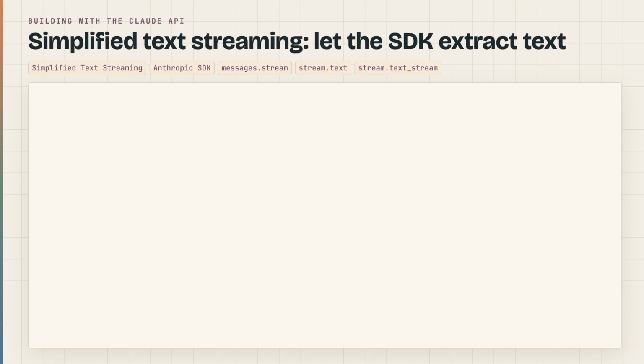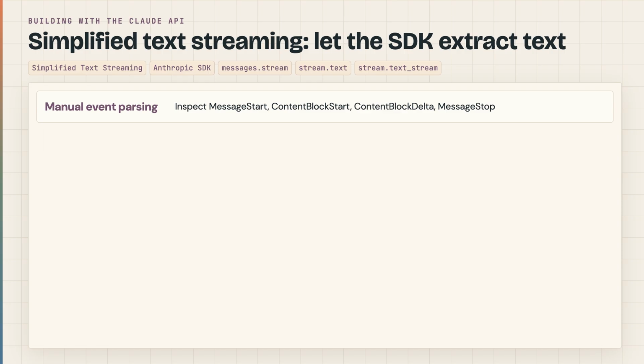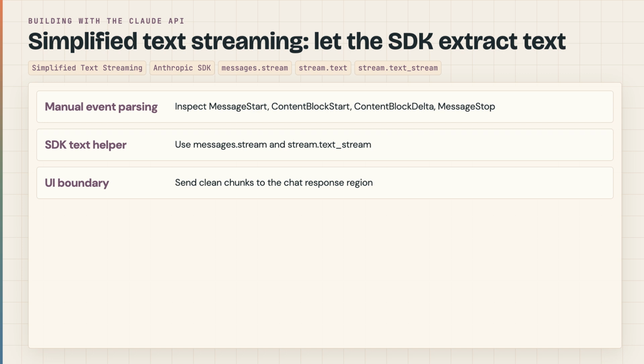Thankfully, the Anthropic SDK can hide most of that event parsing when you only need text. Instead of manually inspecting every event, use messages.stream and iterate stream.text_stream. The UI code receives clean text chunks, while the SDK handles the raw event structure underneath. That abstraction is why most app code should start with the simplified interface before dropping to raw events.